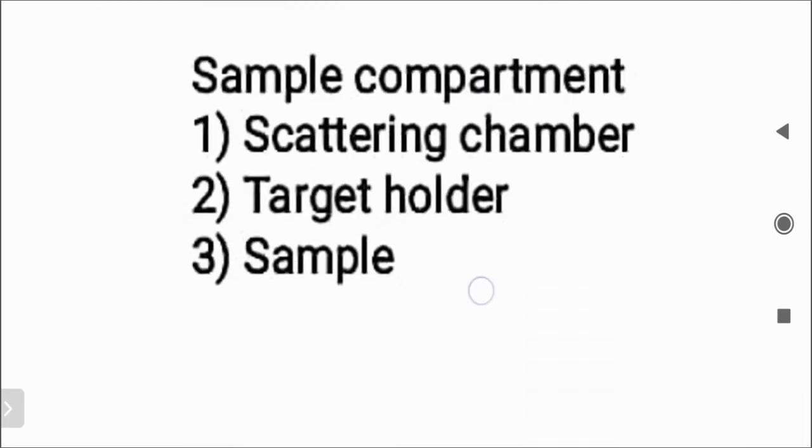Now next is the sample compartment. Okay, so in the sample compartment there are three parts. One is the scattering chamber, the second one is the target holder or the sample holder, and the last one is the sample, or the requirement of the sample. Okay, so first, the scattering chamber must be kept in vacuum, which is evacuated to a pressure of around 10 raised to minus 6 torr.